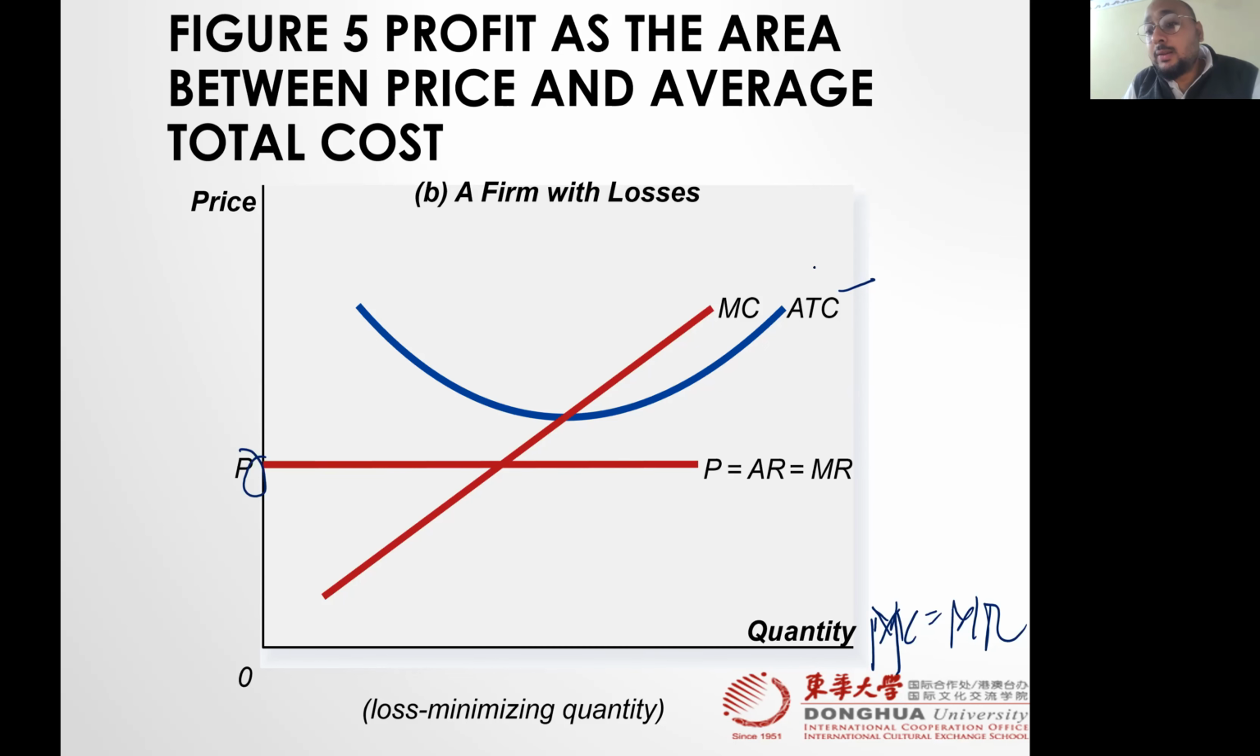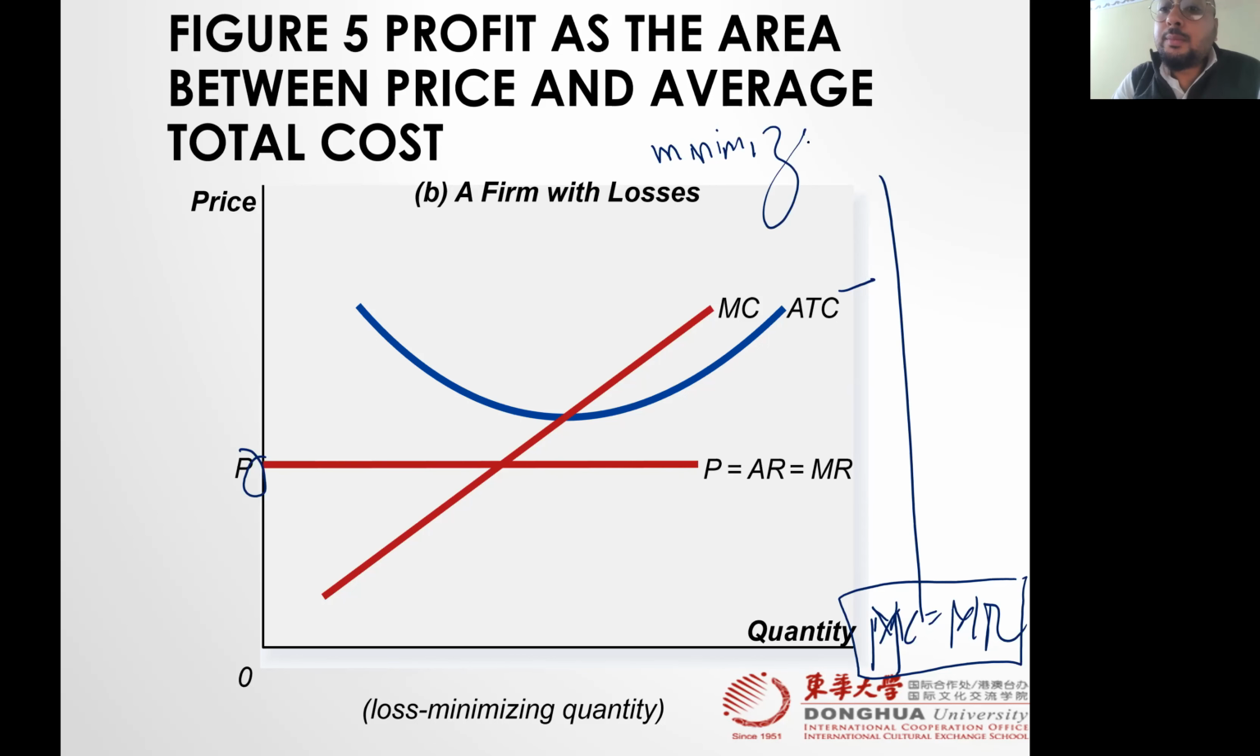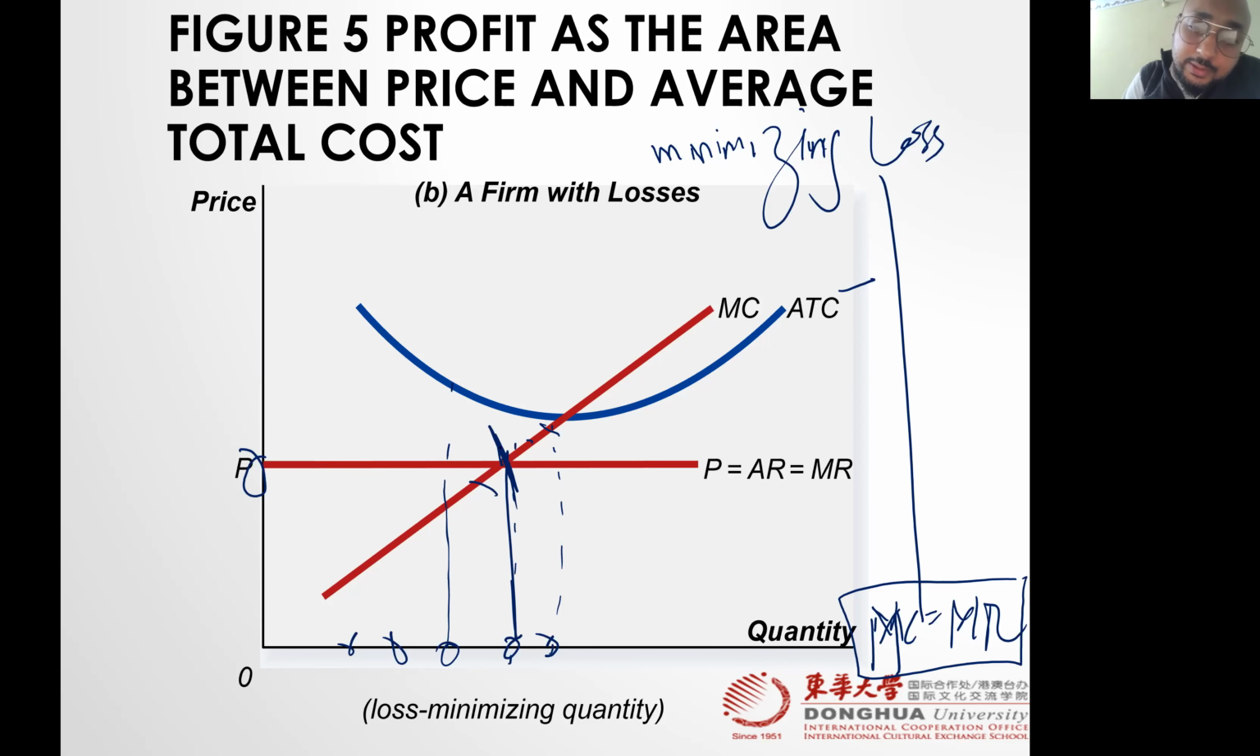All right? So even in that condition where you should produce, MC is equal to MR. The other name of profit maximizing means minimizing loss. So if you produce here, you will be having loss. But you can minimize your loss where MC is equal to MR. In this condition, your loss would be minimum.